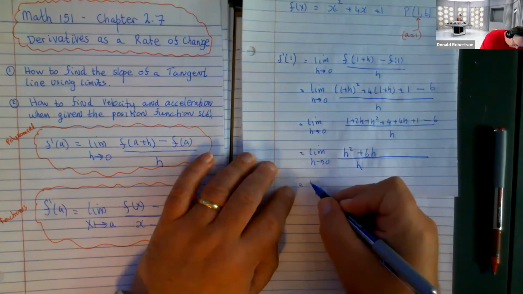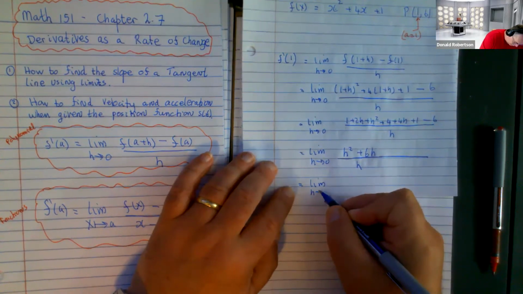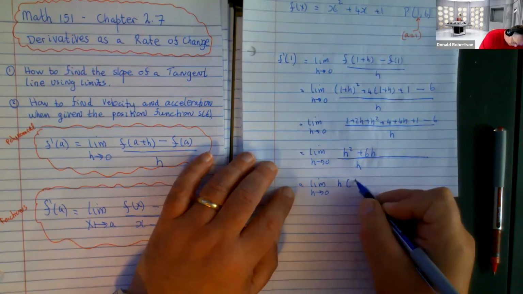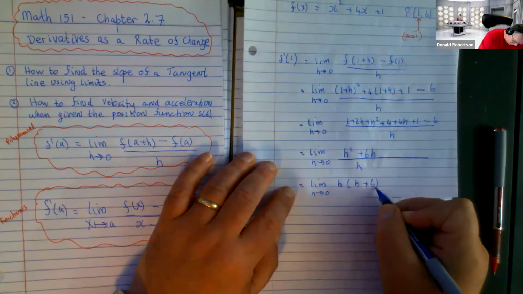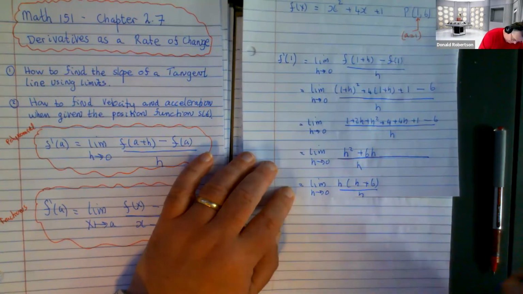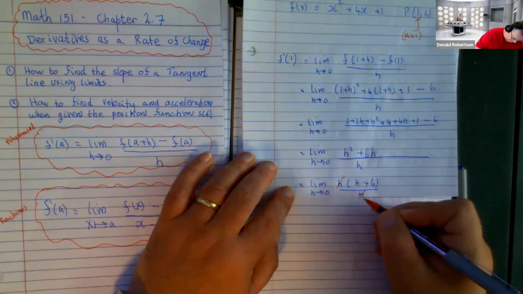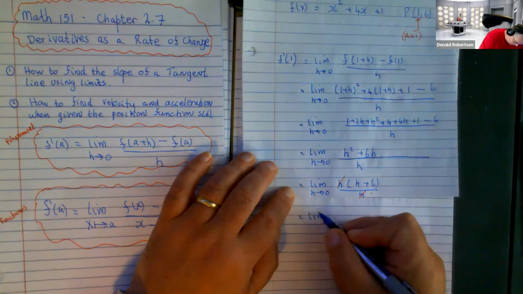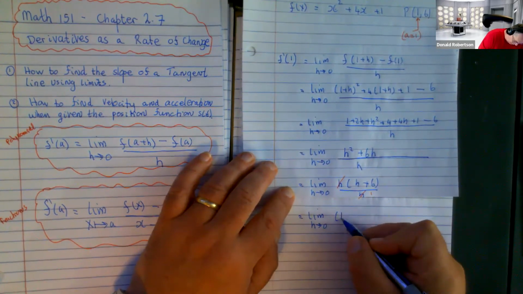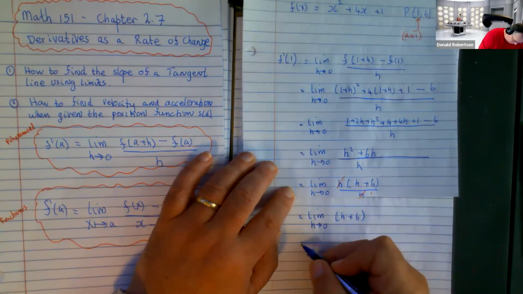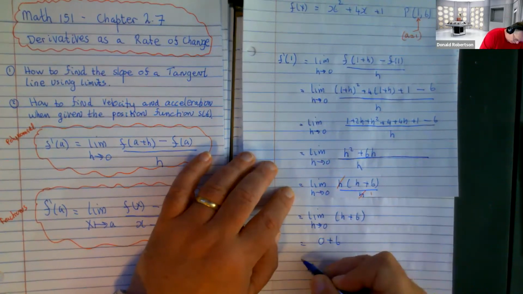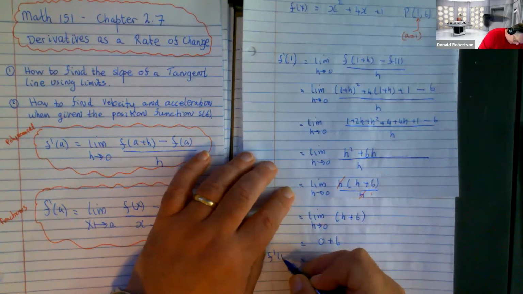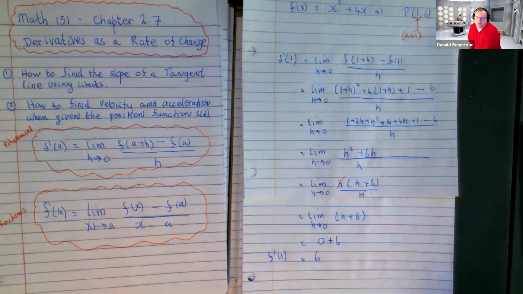What I can now do is pull out h as a common factor. Then cancel. And I now have the limit as h tends to 0 of h plus 6, which is 0 plus 6, which means f dashed of 1 is 6. There, haven't we found the slope of the tangent line? It's a nice number. It's 6. And that's all we've done today.